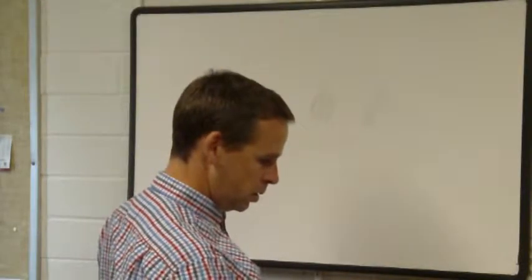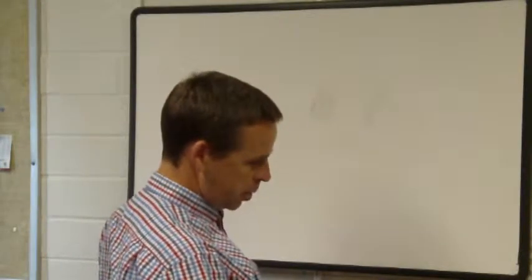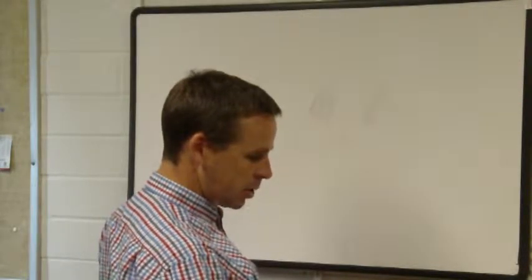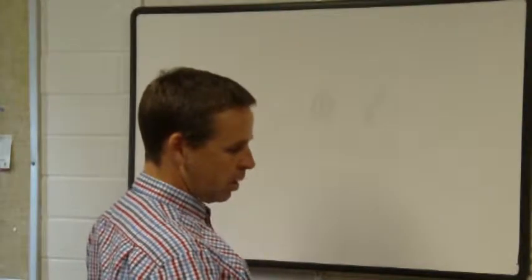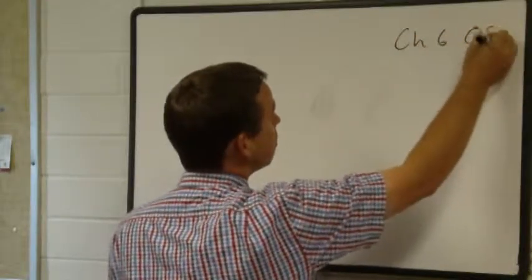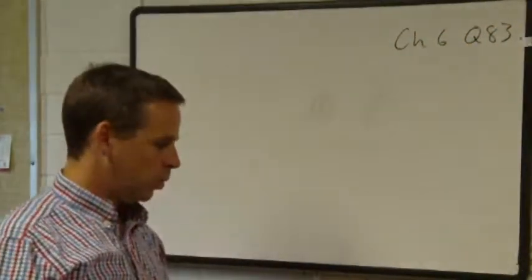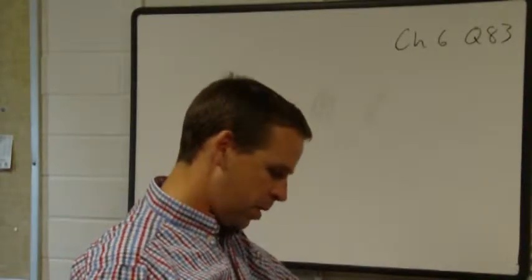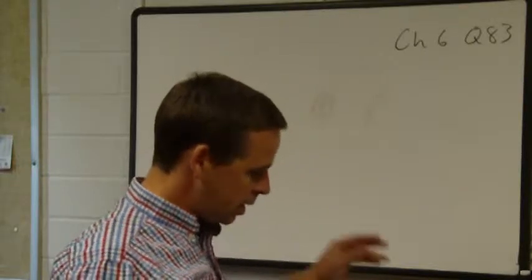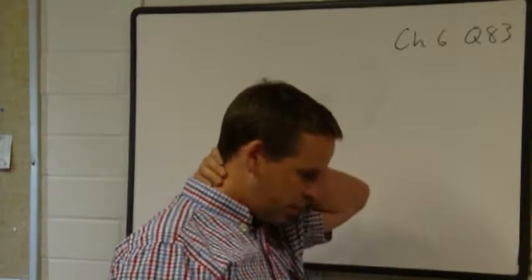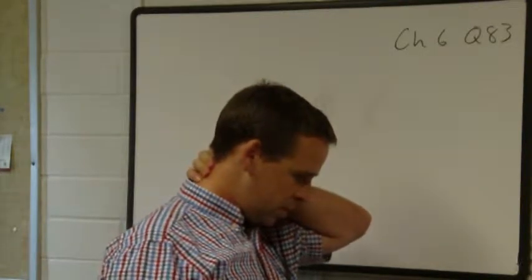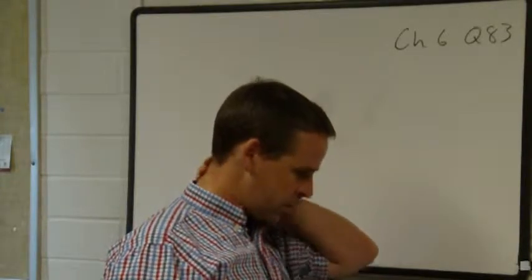All right. The elements in the blank period of the periodic table have a core electron configuration that is the same as the electron configuration of neon. This is chapter 6, question 83. So, what elements in which period have a core electron configuration that is the same as the electron configuration of neon?